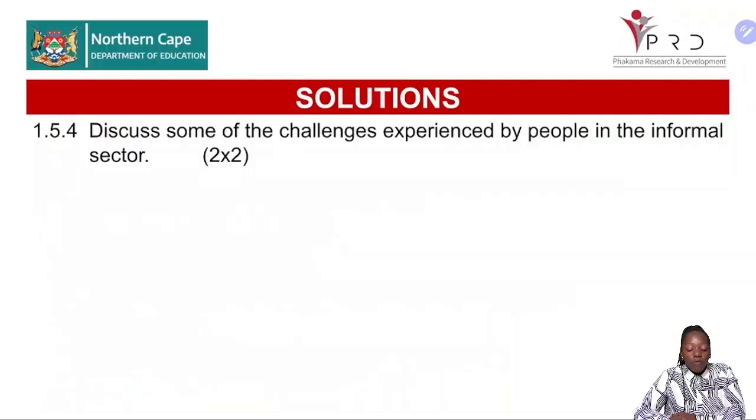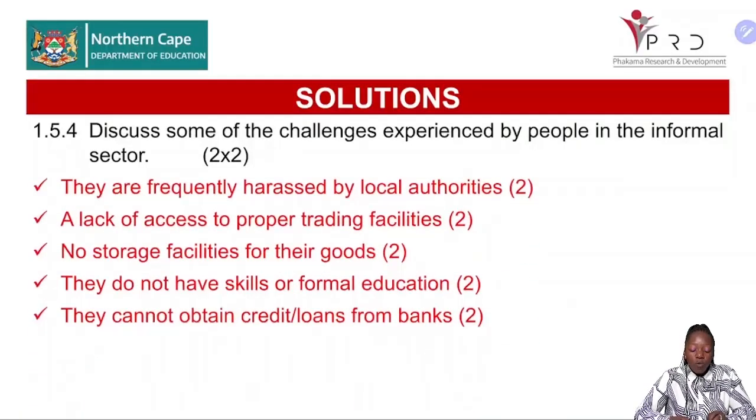Then your 1.5.4, this is where you are supposed to discuss now some of the challenges that are being experienced by the people in the informal sector. So there is quite a number of challenges. Number 1, they are frequently harassed by the local authorities. Remember, their businesses are not registered. They do not have licenses or permits to run their businesses. So therefore, the local authorities, in terms of the police, they take that into advantage.